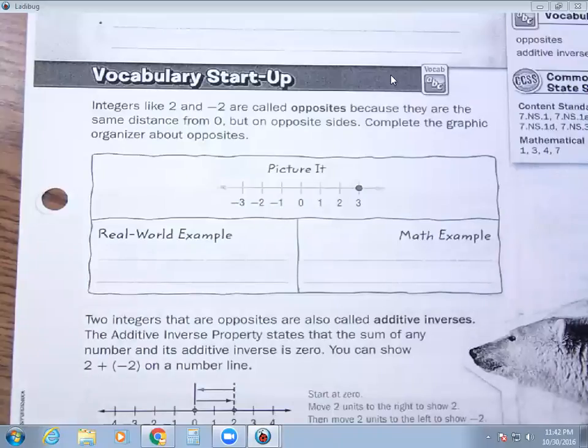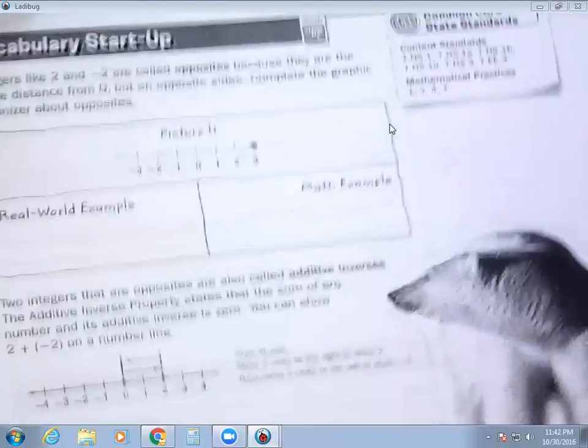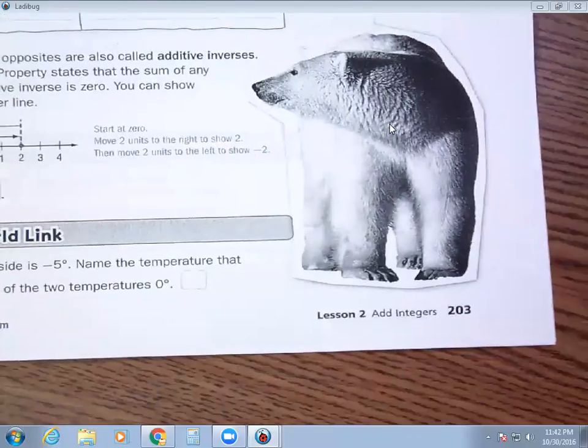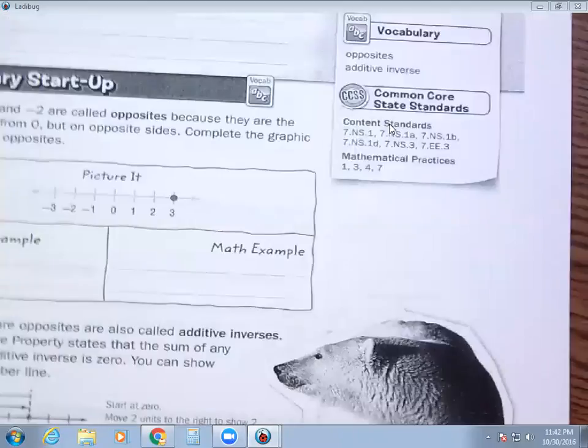Hello, everyone. We are going to be talking about adding integers today. This is lesson 2 in chapter 3. It's on page 203. So open your book to page 203. It's got that polar bear on it. And we'll talk about adding integers.